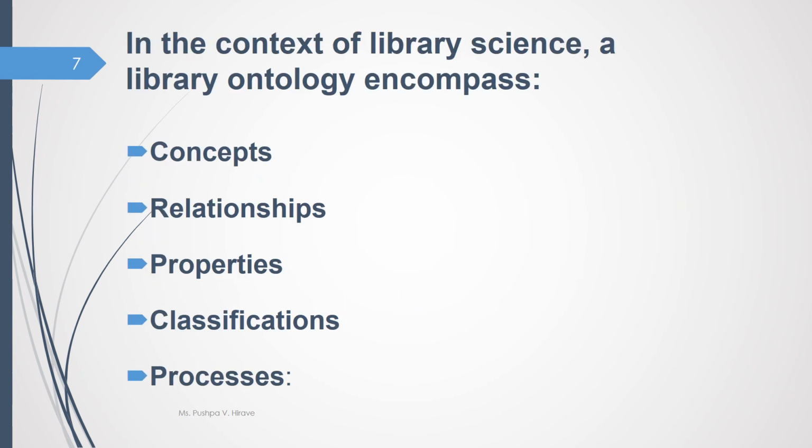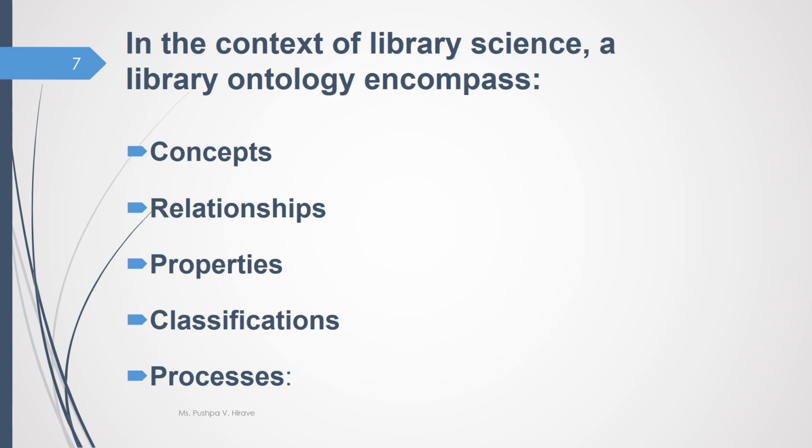Next, in the context of library science, a library ontology encompasses concepts. This includes entities such as books, journals, patrons, librarians, library branches, cataloging systems, etc. The second one is relationships, describing how different entities within the library domain are related to each other. For example, a book is authored by an author, borrowed by a patron, belongs to a certain category, etc.